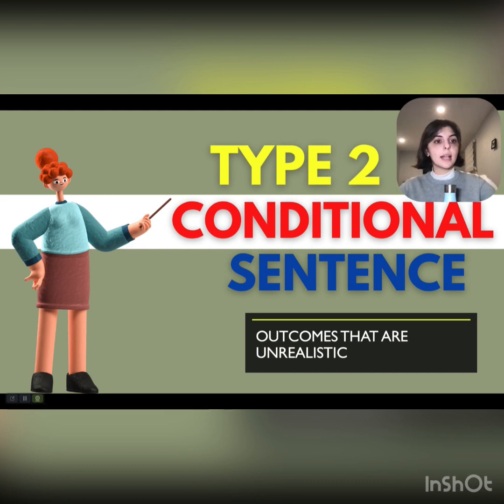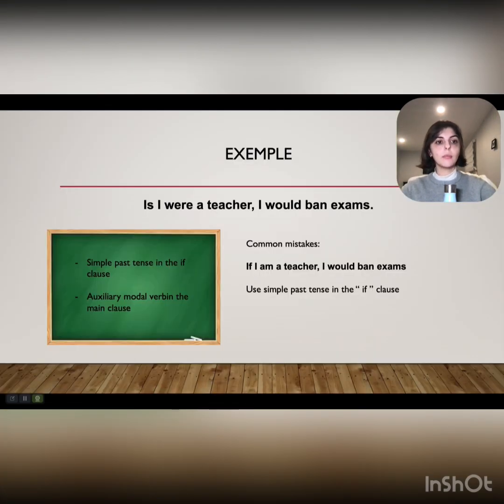Then, the second conditional sentence is used for expressing outcomes that are completely unrealistic or will not likely happen in the future. For example, if I were a teacher, I would ban exams. The correct way to structure a second conditional sentence is to use the simple past tense in the if clause and an auxiliary modal verb, could, should, would, might, in the main clause.